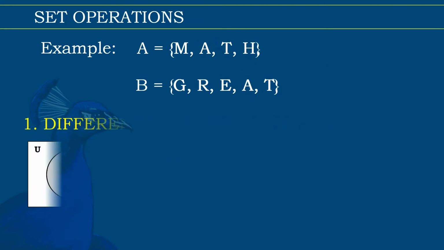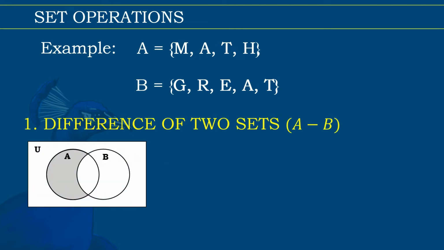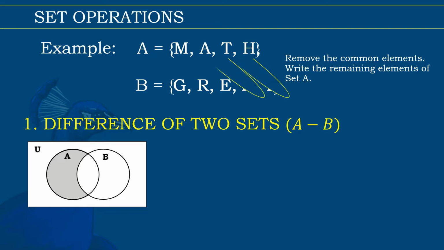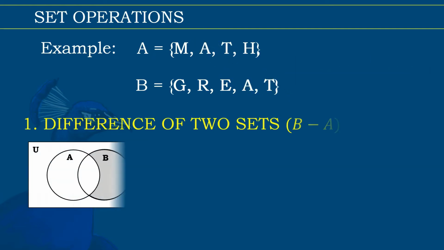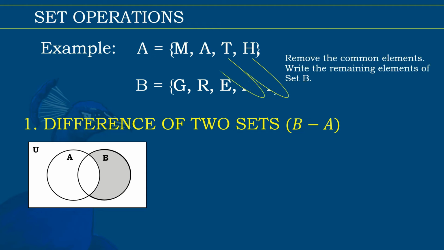Finally, we have the difference of two sets A and B. It could be A minus B or B minus A. To find the difference for A minus B, remove the elements of set B from set A. While for B minus A, remove the elements of set A from set B.